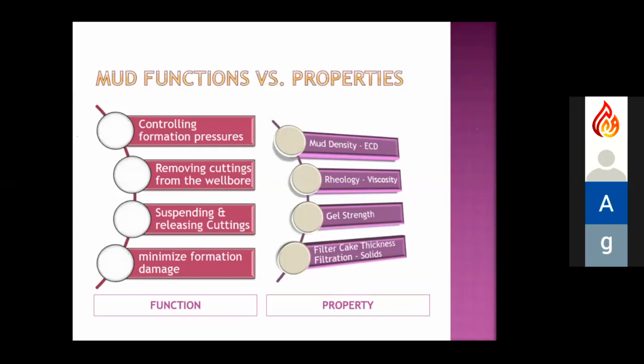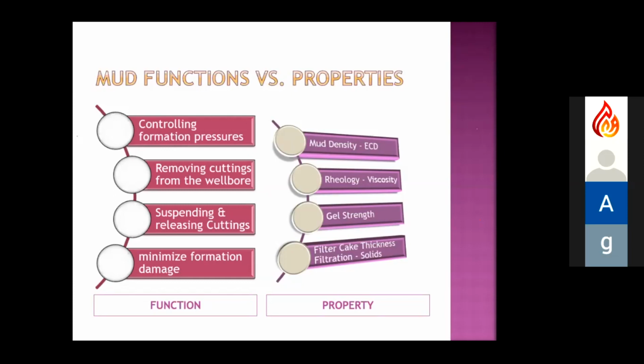When we say controlling formation pressures, the property here is mud density or ECD. Mud density is in the static condition, and ECD is the equivalent circulating density, which is dynamic. It's a dynamic mud weight, because when you are in a dynamic condition, your mud pump is on, which means you have more pressure than the hydrostatic column. So when talking about controlling formation pressures, we have to think of mud density or ECD.